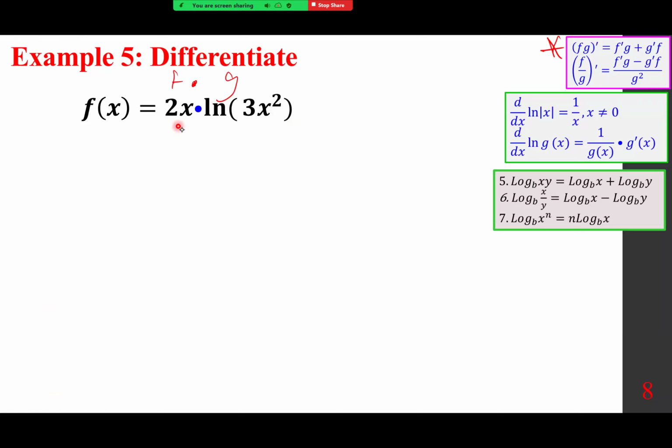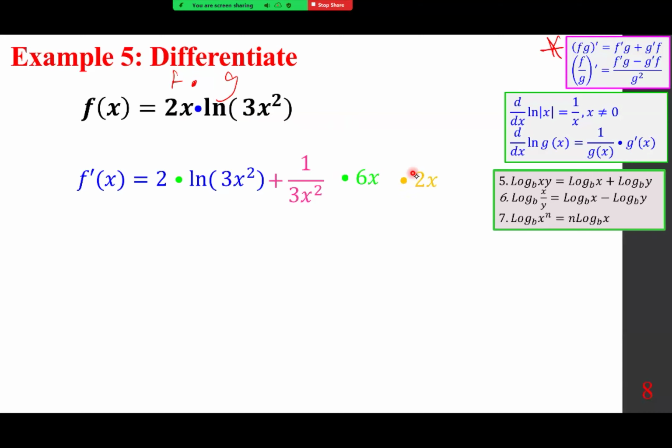So f prime is 2 times ln of 3x squared plus now the second piece, ln of 3x squared, flip it over, 1 over 3x squared, flip over the argument of natural log, so 1 over 3x squared. By the chain rule, I need the derivative of that, so we are here in essence, right? So 6x. And going back to the product rule, g prime f, now I need f, which is 2x. And this is the end of the calculus.